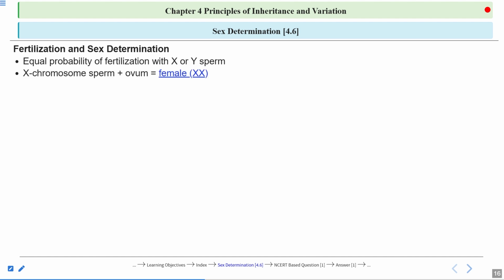So if the sperm carrying the X chromosome fertilizes the ovum which has the X chromosome, a female offspring will be produced, which will have a pair of X chromosomes along with the autosomes. Now if the sperm carrying the Y chromosome fertilizes the ovum, then the zygote which is formed will develop into a male child because it will have X and Y chromosomes.